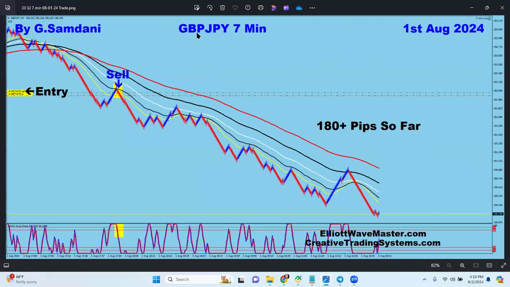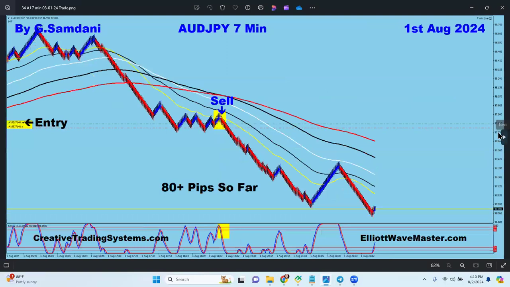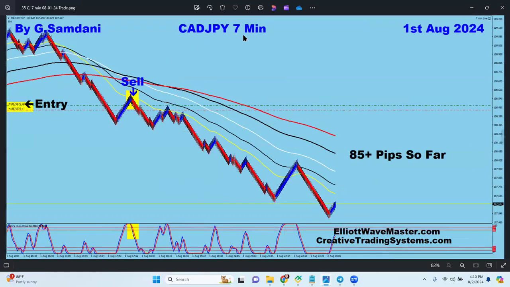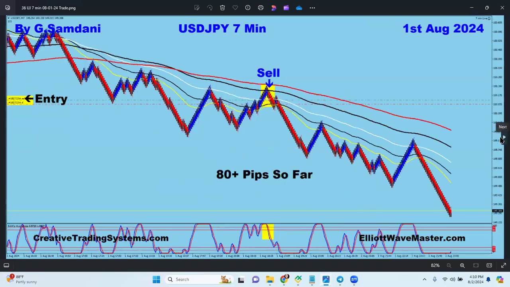On the 1st of August, see, this August 1st is pound yen going down from here, beautiful 180 pip here. And similarly, yesterday, 1st August, Aussie yen going down as well. And this one, CAD yen on the 1st going down as well, 85 pip. And this is USD yen, all yen pairs. Yen is getting strong and keeps going down, taking all yen pairs to the downside.